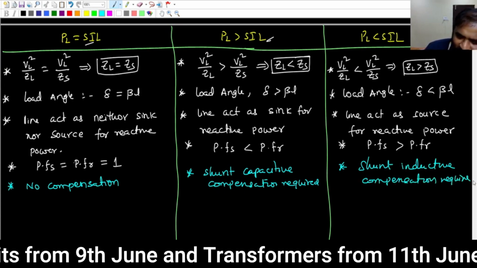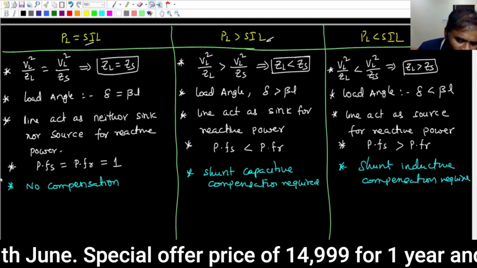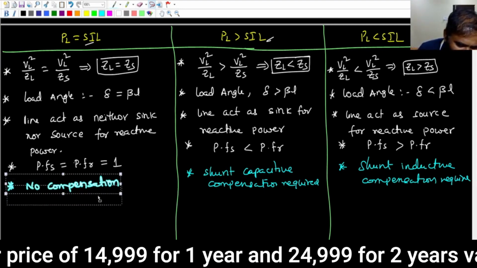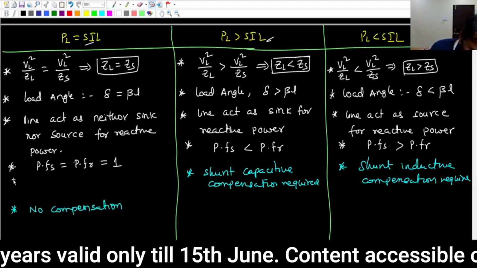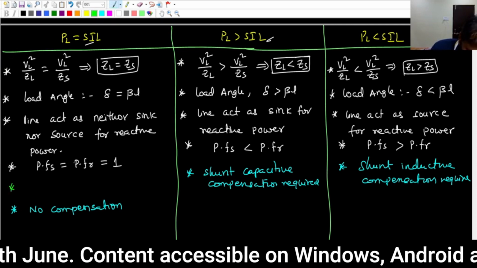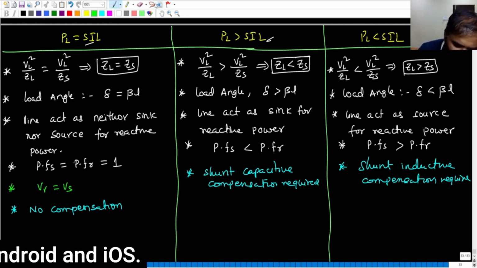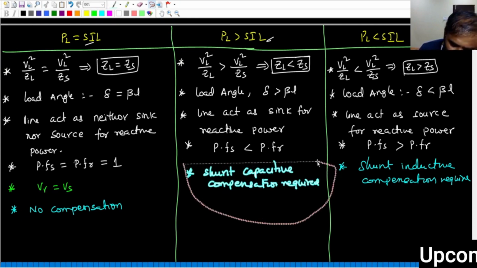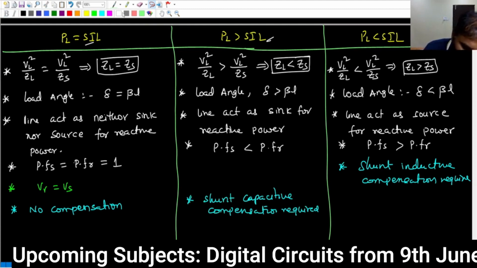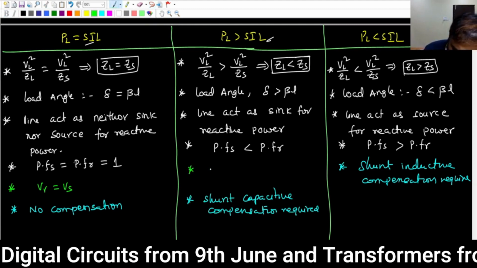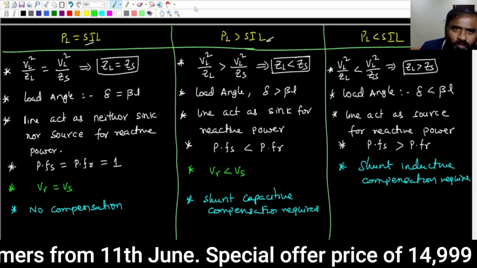Why? The line acts as a source. That's why. But before that, tell me, what about the sending end voltage and receiving end voltage here? I'll write here. What about receiving end voltage and sending end voltage? VR equal to Vs here. Okay. But what about here? Here, VR less than Vs, because more current means more voltage drop.